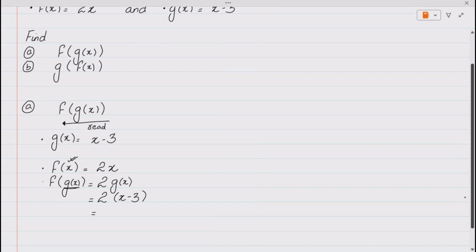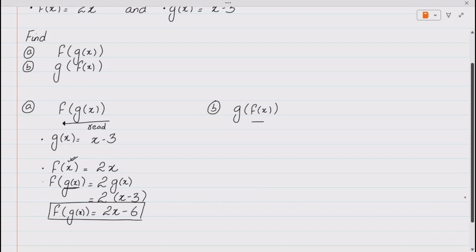So 2 multiplied with x is 2x, minus 2 into 3 is 6. So f of g of x is 2x minus 6. So this is how you evaluate f of g of x. Again, we have part B. If there is some confusion in part A, let's do part B, and it will be more clear to you. So in part B, what we have to find? g of f of x.